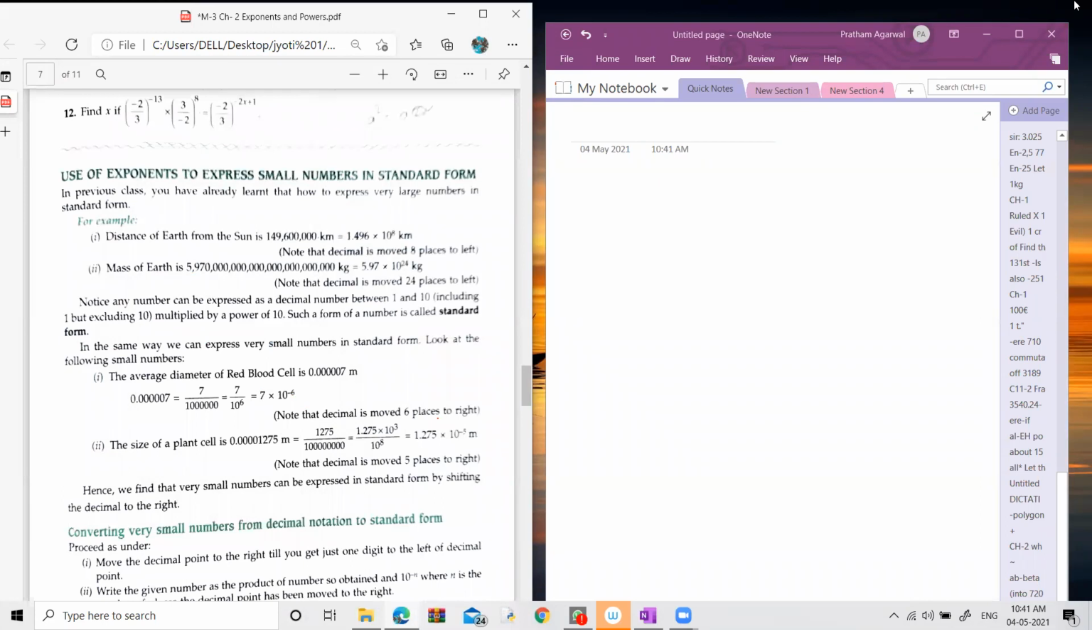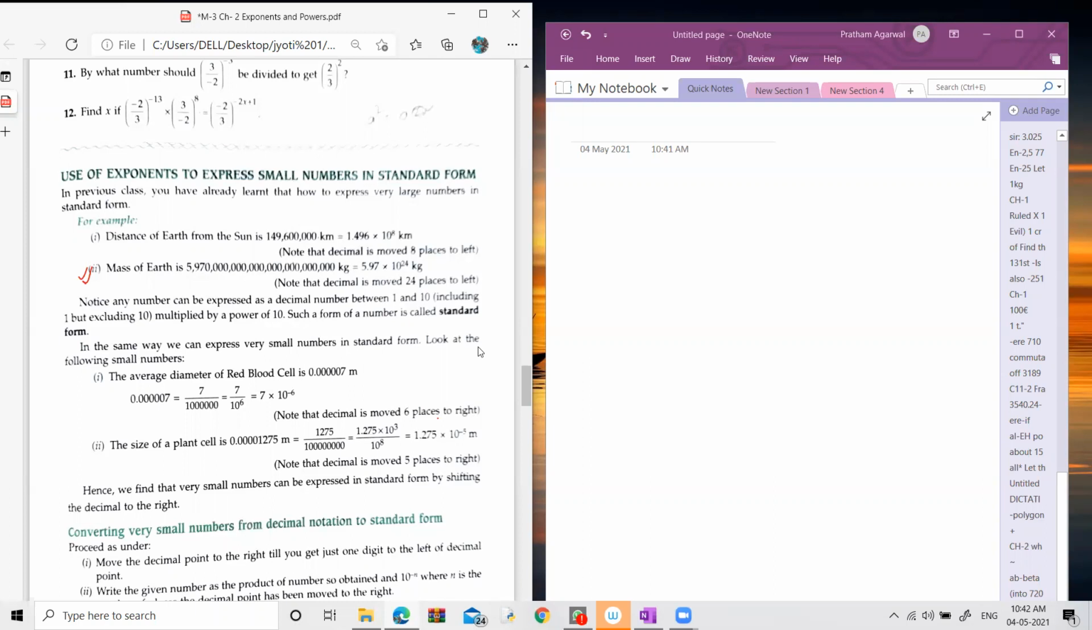Let's come, children. I'm going to explain the second example of this. Here, it's a very large number. Now I'm going to write this very large number in standard form. For this, we have to shift the decimal from right to left. Whenever we shift the decimal from right to left, the power of 10 is always positive. And the power of 10 is based upon the shifting of the decimal.